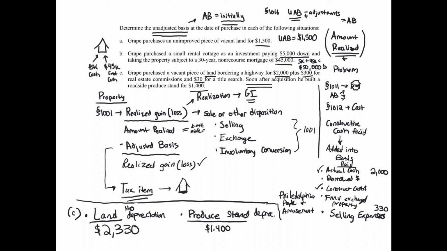Again, the way this works, if you think about our amount realized video: you calculate the amount realized, which is actual cash plus constructive cash plus fair market value of non-cash property and services minus selling expenses. Then you subtract away the adjusted basis, and that gives you realized gain or loss under section 1001. Boom, we've done it.